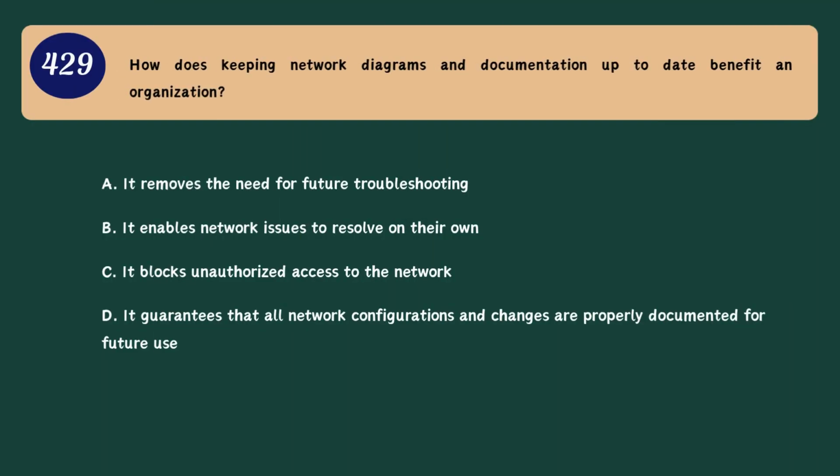Question 429. How does keeping network diagrams and documentation up to date benefit an organization? A. It removes the need for future troubleshooting. B. It enables network issues to resolve on their own. C. It blocks unauthorized access to the network. D. It guarantees that all network configurations and changes are properly documented for future use.